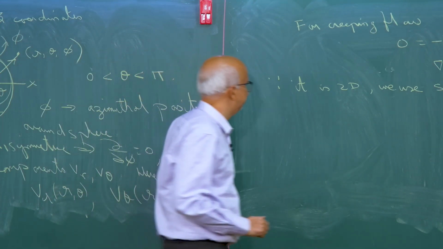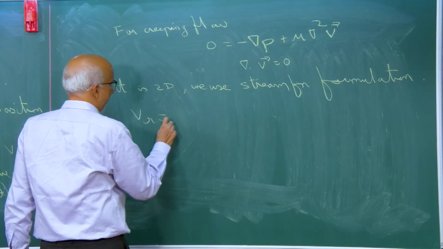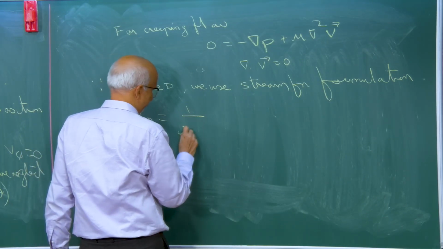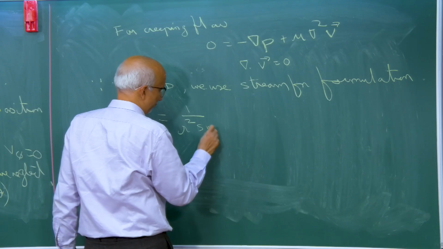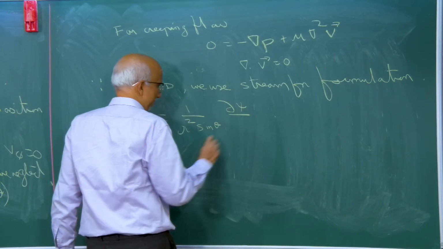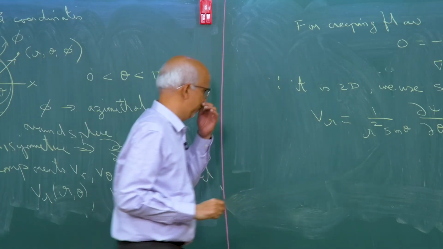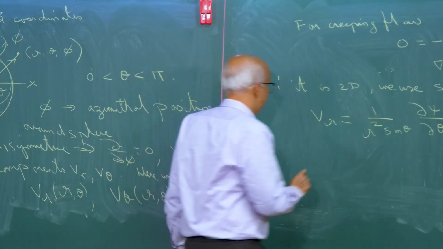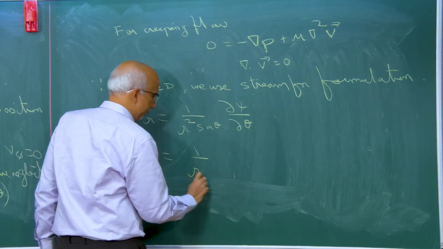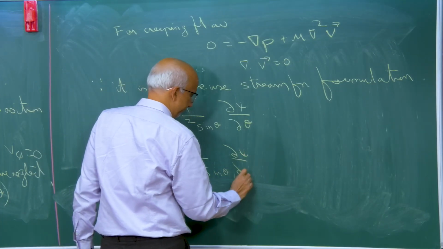And it will turn out that velocity Vr is as follows, and V theta is 1 by r sin theta d psi by dr.